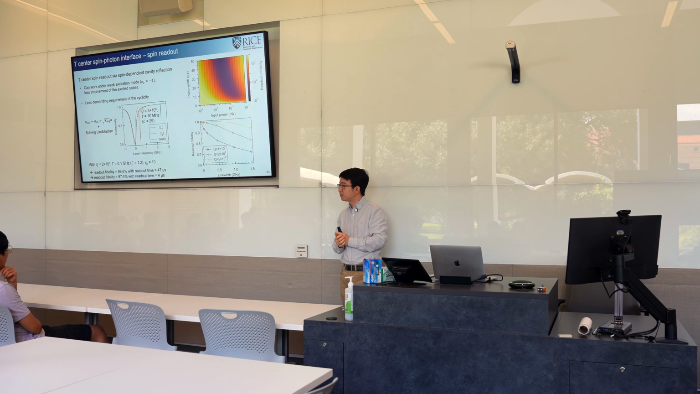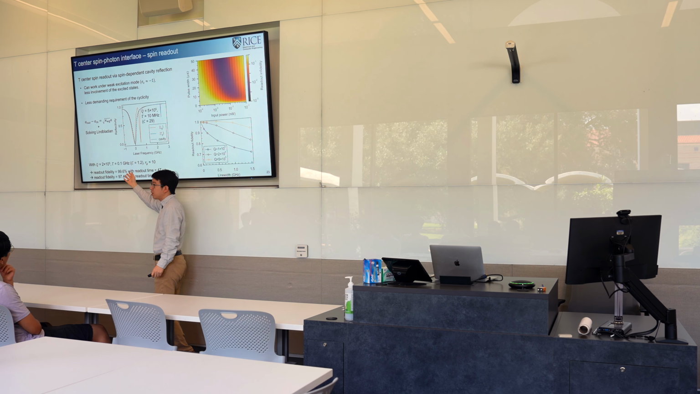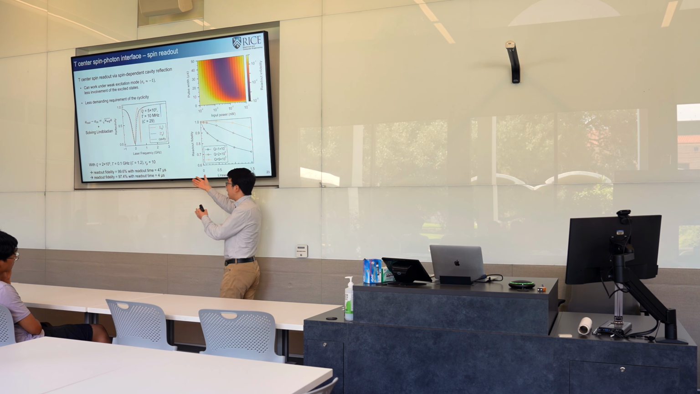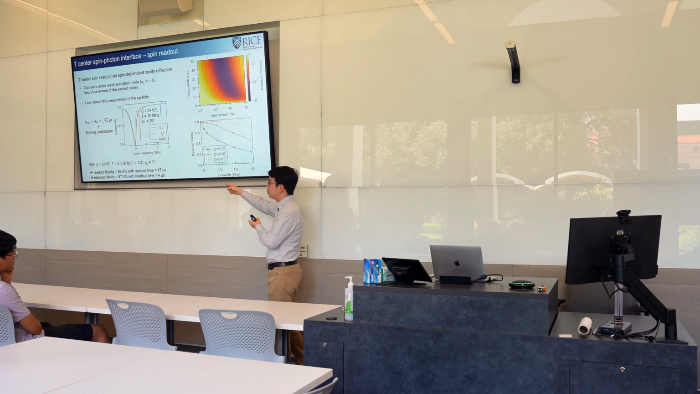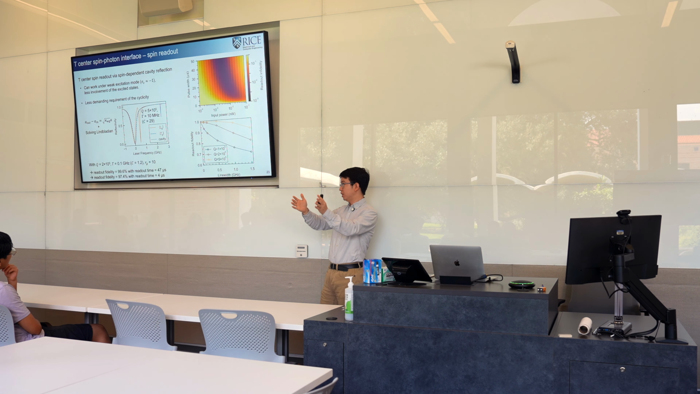But whichever pulse width gives you the best fidelity, shouldn't that be controlled by the system properties that you're trying to measure? Yeah, to some extent, I think yes. Based on the system parameters, for example, the Q factor of your cavity and the line width of the T-center, you can first calculate which pulse width will give you the highest fidelity. And then in the experiment, you can just use that pulse width to get the highest fidelity.